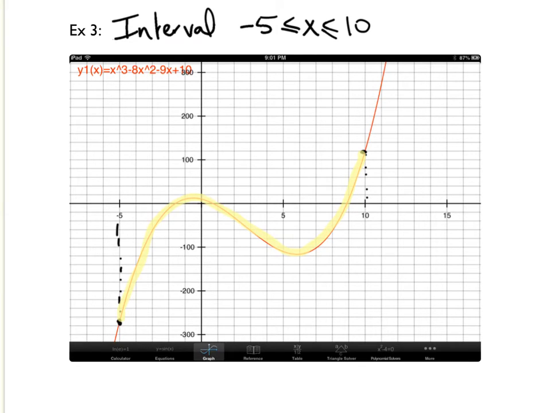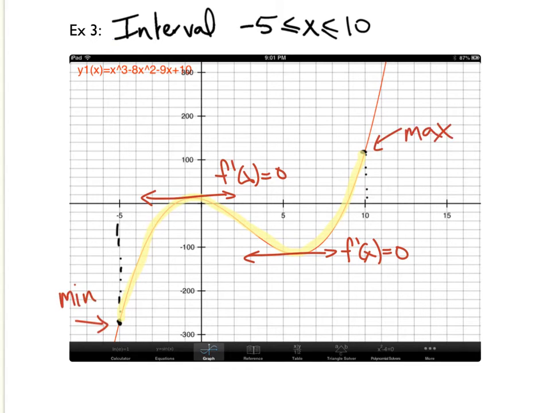And then just looking at this, we see that our critical points are here and here, and our max and min values are actually both our endpoints. So this can happen too.